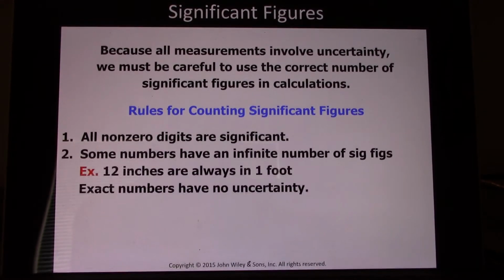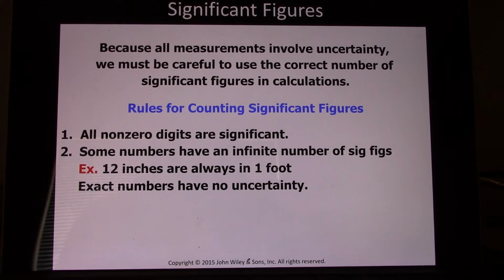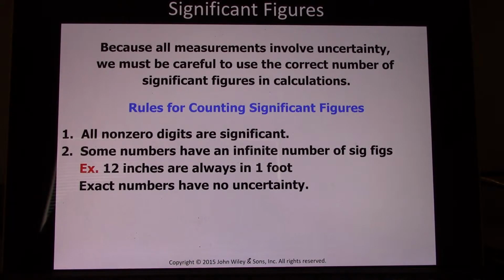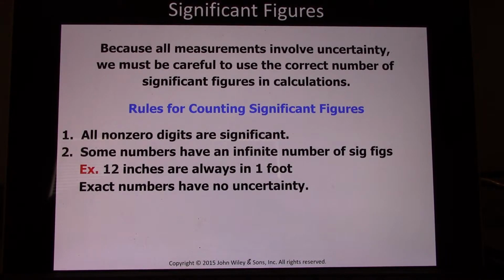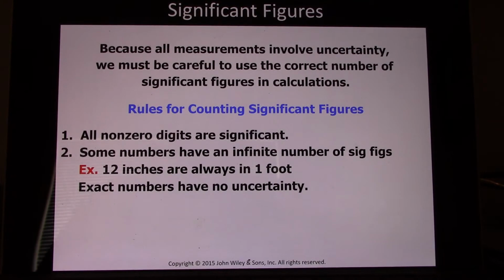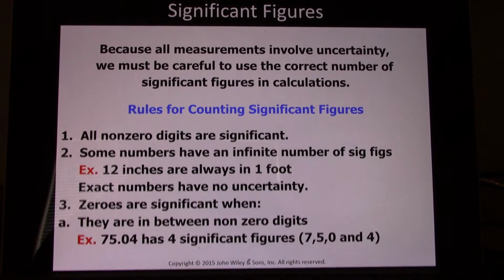And here are the rules for significant figures. All non-zero digits are always significant. 1, 2, 3, 4, 5, 6, 7, 8, and 9, always significant. And defined numbers are always infinitely significant. For example, there are 12 inches in a foot. Why? Because we say so. That's why. It's a defined number. Defined and exact numbers have no uncertainty whatsoever because they were defined that way.